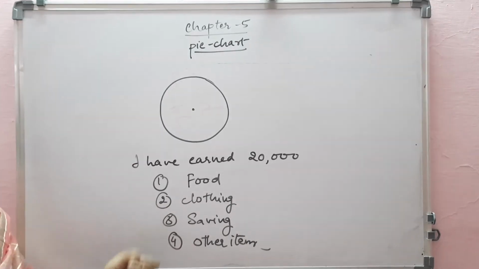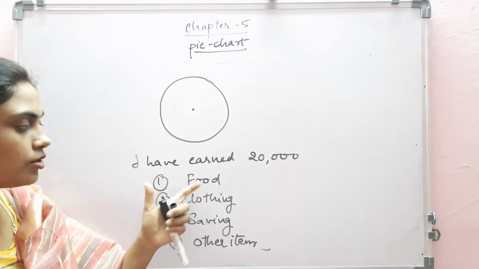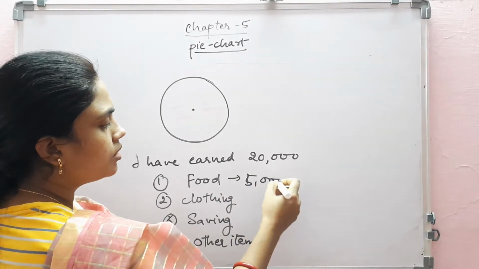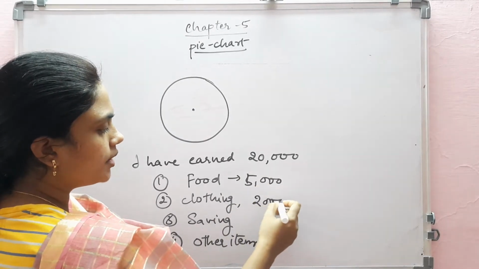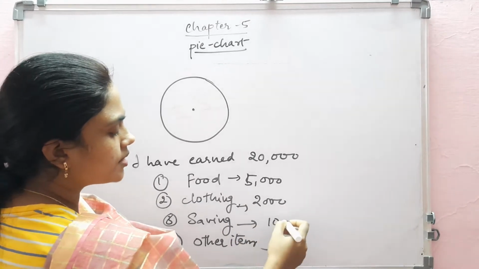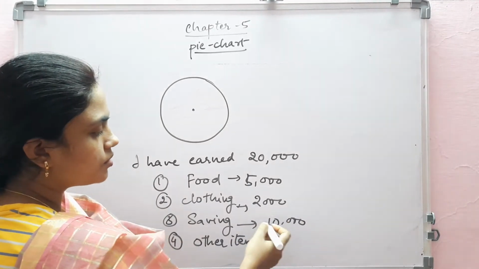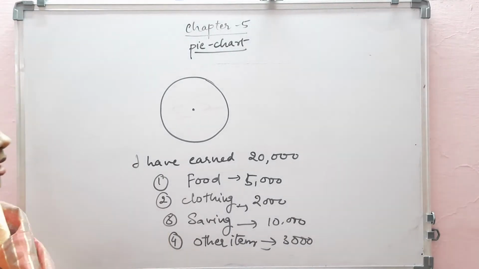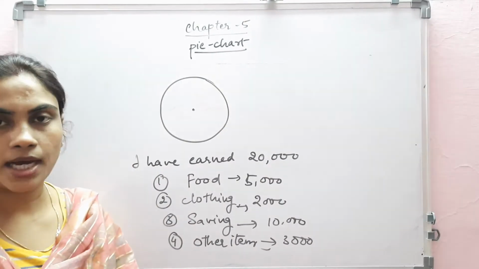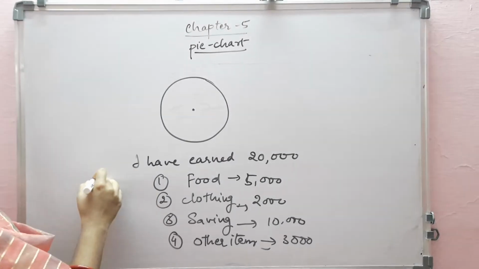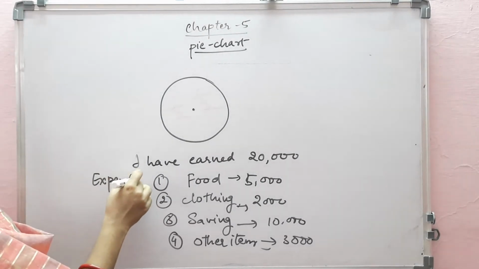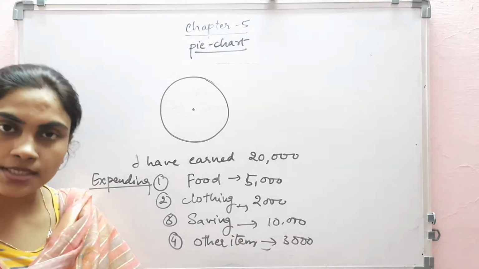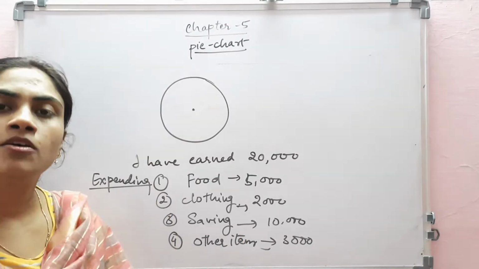Suppose I have earned 20,000, out of which I am expending 5,000 on food, 2,000 on clothing, I am saving 10,000, and this is for 17. Then three other items is 3,000. So this is what I am also spending. I just want to express these raw data into this pie chart.